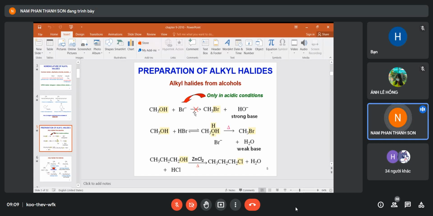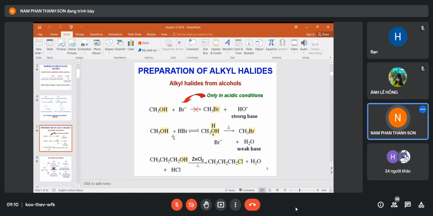Instead of using sodium bromide or potassium bromide, we need to use an acid, HBr, because in this case, the leaving group is water, and of course, water is less basic than bromide, so we can move from a stronger base to a weaker base. In this reaction, after we remove the OH, we have a cation, so we might have rearrangement.